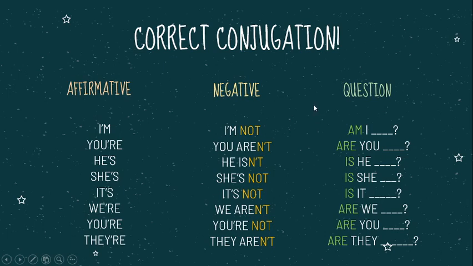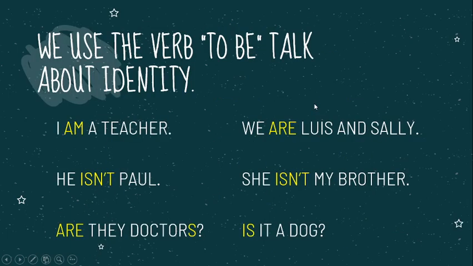Let's continue with the functions of the verb to be. We use the verb to be to talk about identity. In this case, the complement of the sentence is going to be a noun. It could be a proper noun or a common noun. Look at the examples. I am a teacher. He isn't Paul. Are they doctors? We are Louis and Sally. She isn't my brother. Is it a dog?